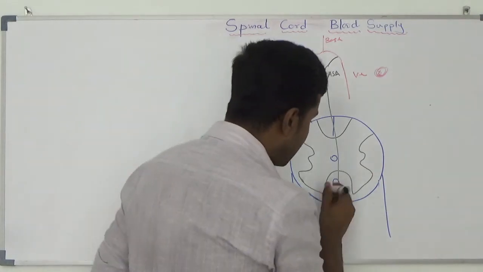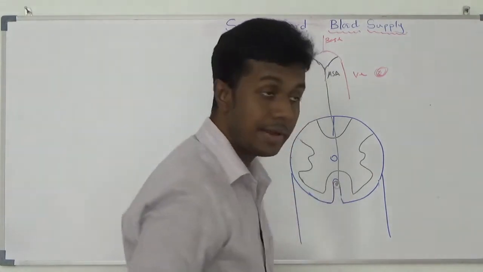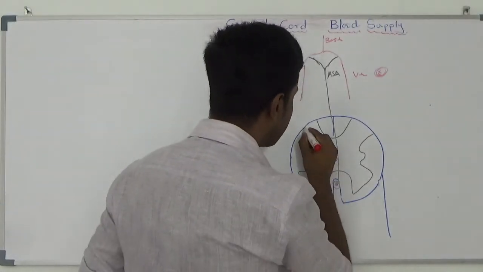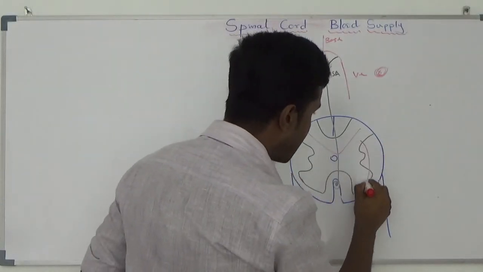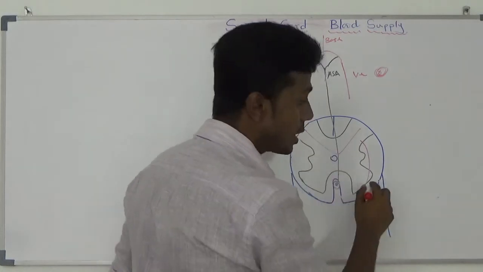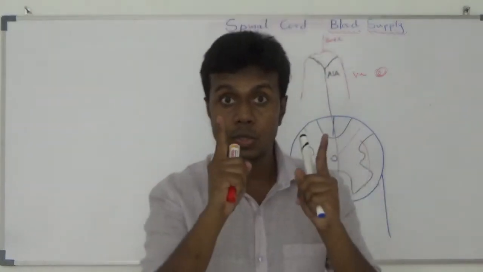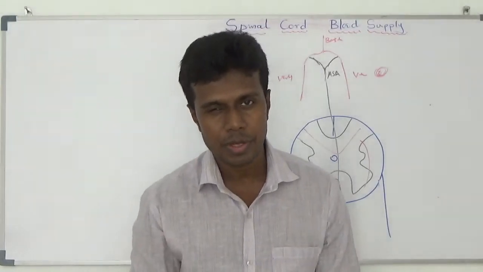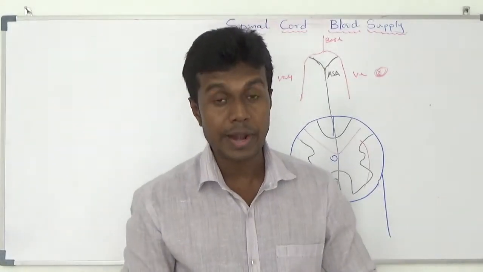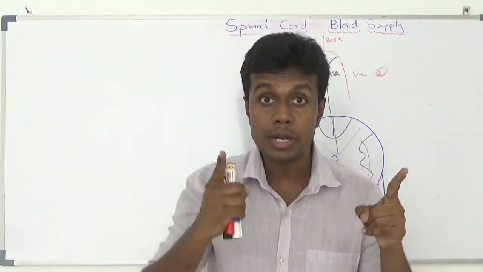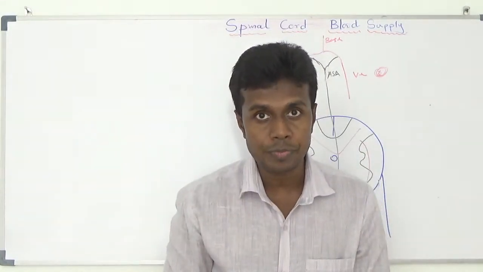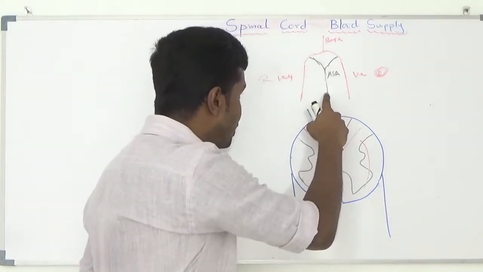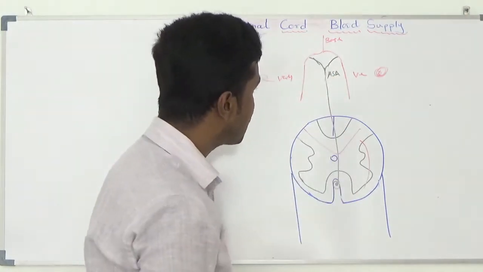This anterior spinal artery is going to supply the anterior 2/3 of your spinal cord. The anterior 2/3 of the spinal cord, the vast majority of your spinal cord, is supplied by the anterior spinal artery. The anterior spinal artery is produced by your 2 vertebral arteries. This is your vertebral artery. From those 2 vertebral arteries, your anterior spinal artery is produced.